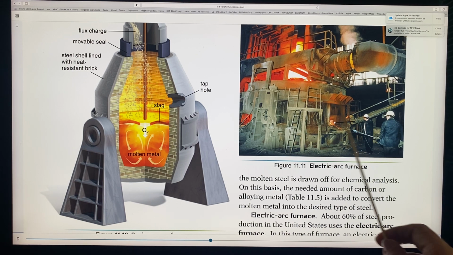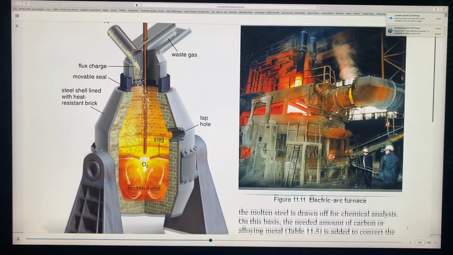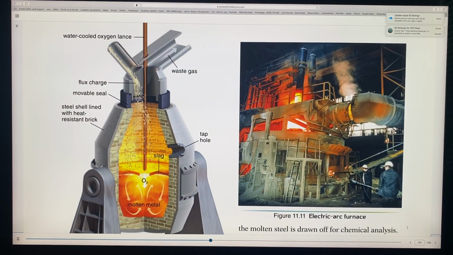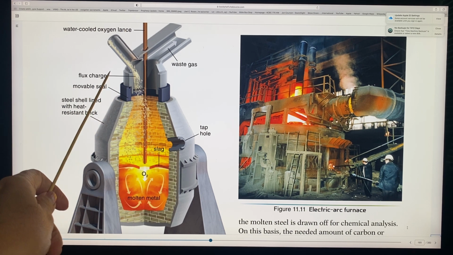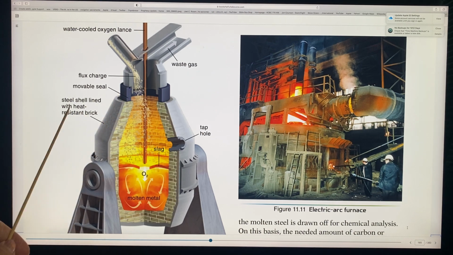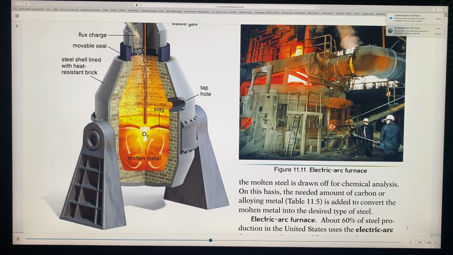Right here, here's a big electric arc furnace, but this is the one I'm talking about right now, this basic oxygen furnace. You can see the molten metal at the bottom, and again the slag, and this is the tap hole coming out. And we have up here the flux charge, the waste gases, the steel shell lining on the outside. You can see in the midst the basic oxygen furnace.